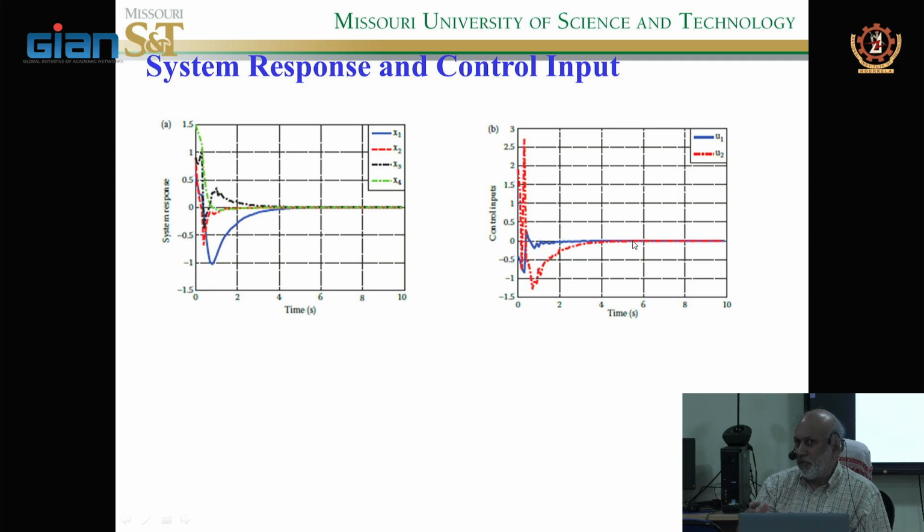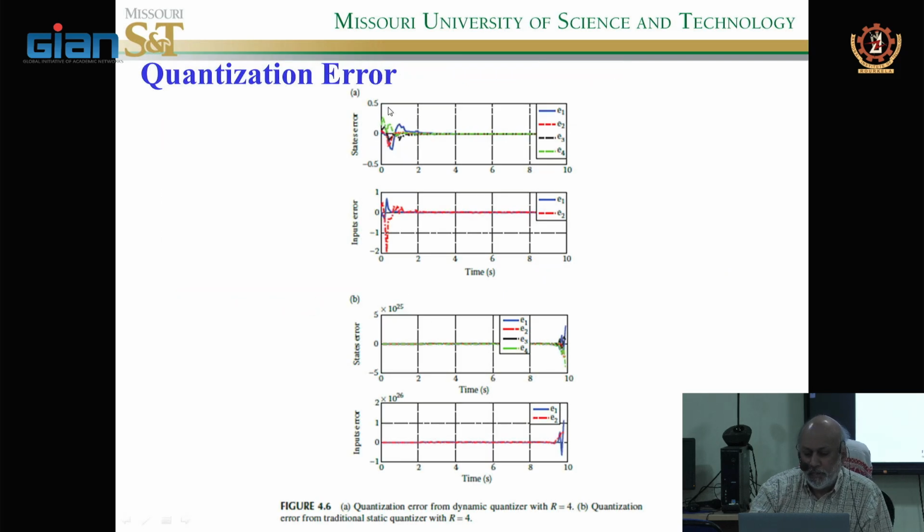So somebody is still wondering, why do I need the dynamic quantizer? I have plotted 2 cases in this figure: quantization error for the dynamic quantizer with R equal to 4, so 4 bits, and quantization error from a traditional static quantizer with R equal to 4. Now look at the difference. With the dynamic quantizer, you have a little error, but then it converges to 0. Look at the static quantizer. What happens after 10 seconds here? It diverges.